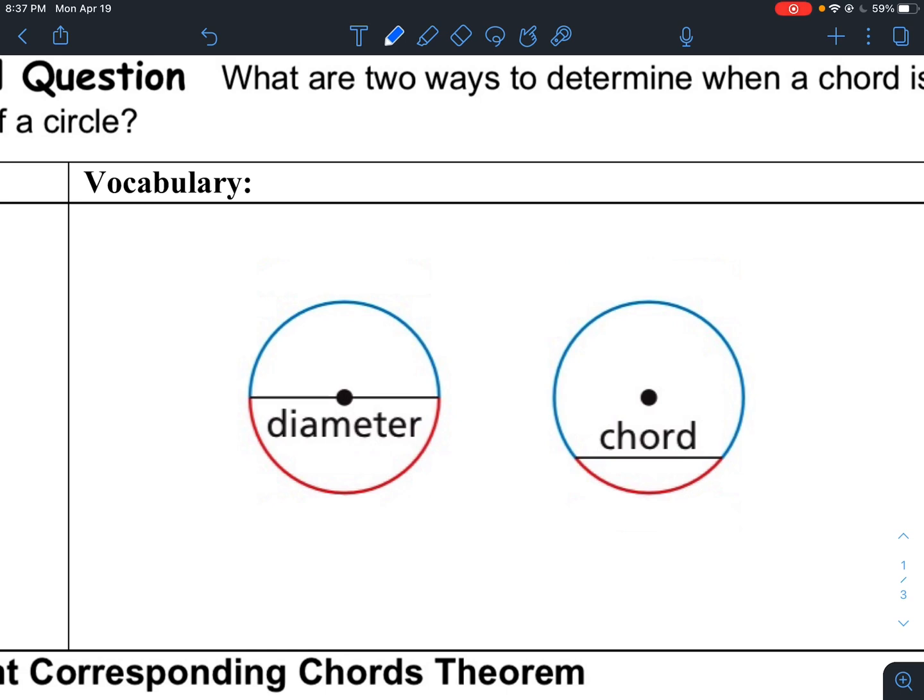Now, if it's a diameter chord, then the arcs have a specific name, and we call this right here a semicircle. So if the chord is a diameter, then the circle will be split into two different arcs, which we call semicircles. So this is a semicircle, and this bottom half is also a semicircle. I don't think you actually need a hyphen in that. Semicircle is just one word.